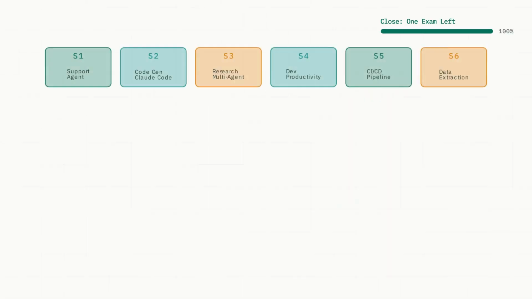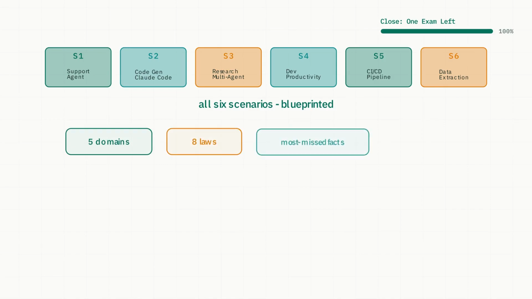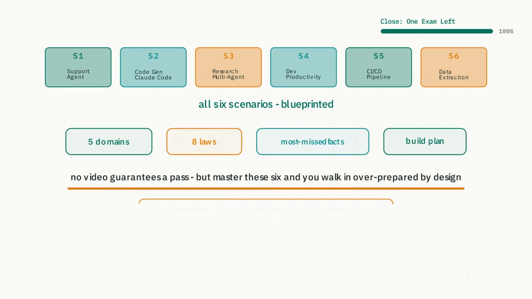That's the complete architecture, the exam that tells stories, the 5 domains and their weights, the 8 laws, all 6 scenarios as blueprints, the most missed facts, the build plan, and the room itself. Everything here is drawn from the official exam guide and public documentation, independently made, not affiliated with Anthropic, and honest as always. No video guarantees a pass, but master these 6 scenarios and the laws beneath them, and you will walk in over-prepared by design. The dated study checklist is in the description, free.